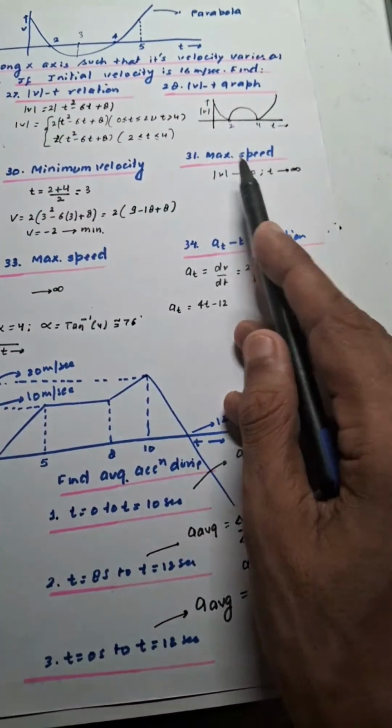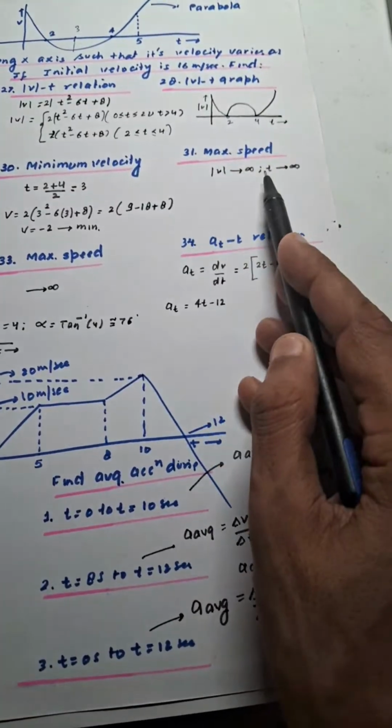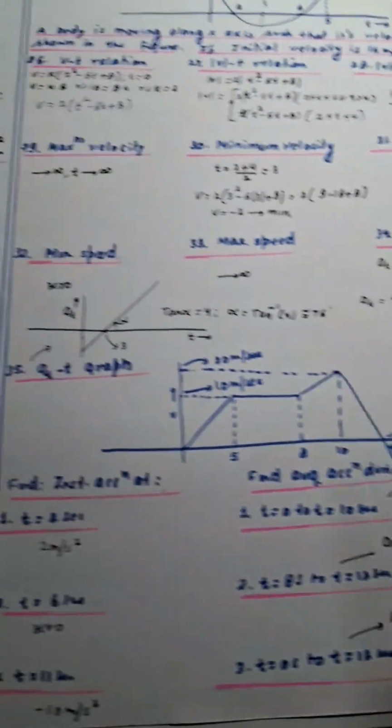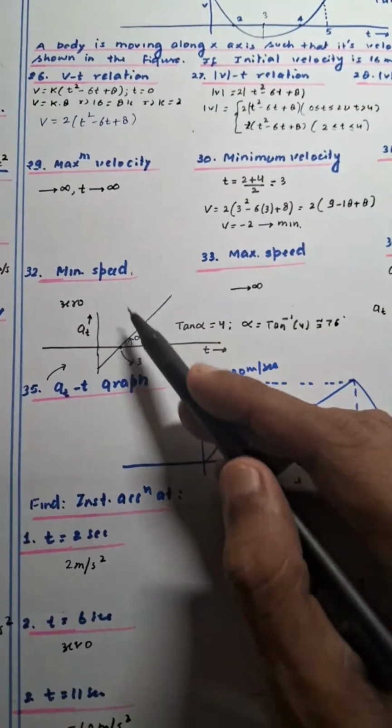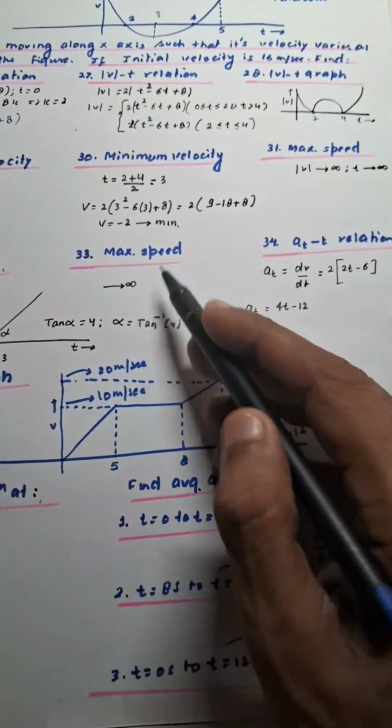Then is maximum speed. Obviously if velocity tends to infinity, then speed will also tend to infinity. Then is minimum speed. So obviously minimum speed is 0, maximum speed tends to infinity.